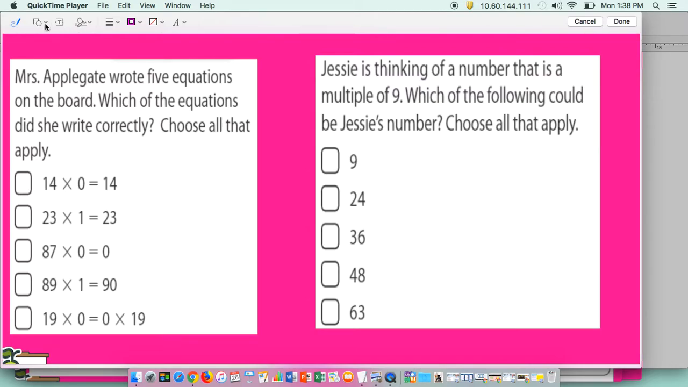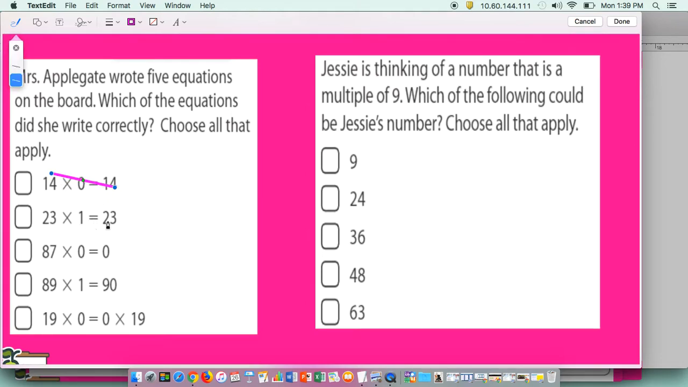So for this one, we want to answer the question and see if the answer that they gave us is correct. So 14 times 0, we know that anything times 0 is 0. So this is not correct. We were looking for the ones that she wrote correctly, so we will not choose this one. What I would do is I would cross this one out.